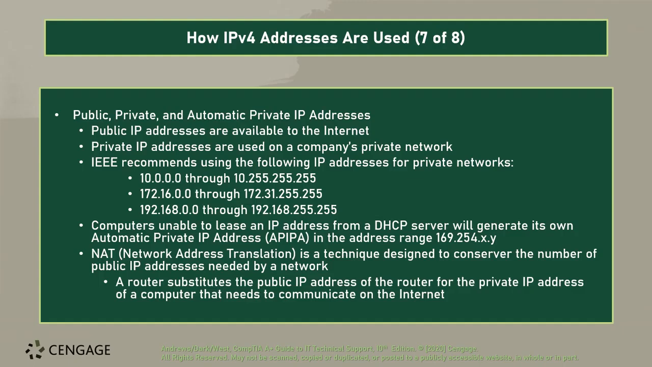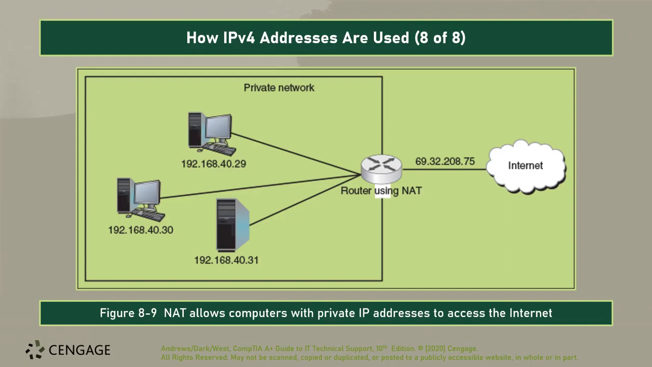NAT, or network address translation, is a technique designed to conserve the number of IP addresses needed by a network publicly. So this means that we can take one public IP address and convert it into, let's say, a couple hundred private IP addresses. The router then is responsible for substituting the public IP address of the router for the private IP address of a computer that needs to communicate. Here we can see the NAT translation on the router moving from the 69.32.208.75 address into a 192.168.40 address internally.